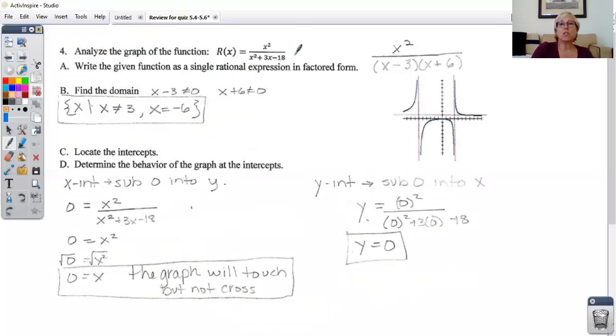Okay, we're going to take this function and analyze the heck out of it. The very first thing, factor it. Okay, so now in the domain, I know x cannot equal 3, x cannot equal -6, because I've got vertical asymptotes there. When I want to find the intercepts, I put 0 in for x and solve for y. Excuse me, over here, and put 0 in for y and solve for x. And I get 0, 0 is the x-intercept and the y-intercept.